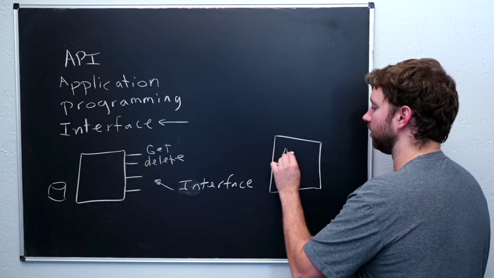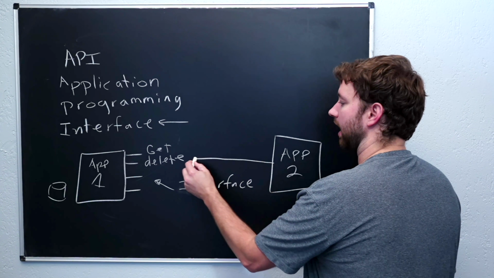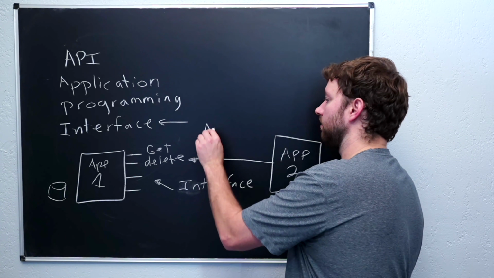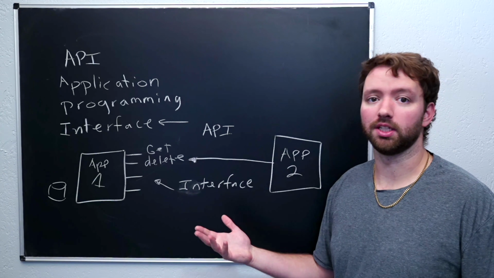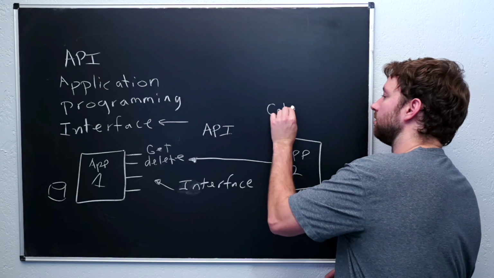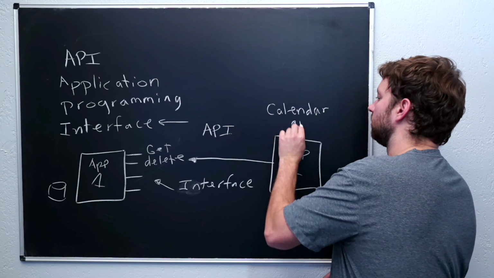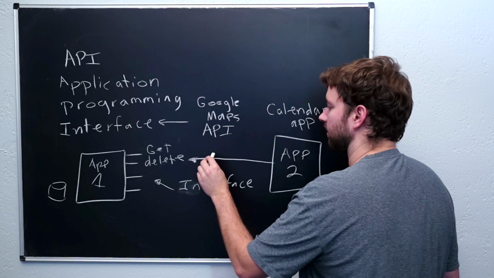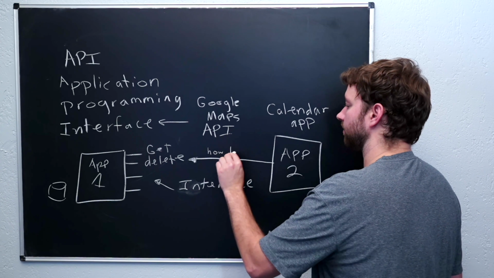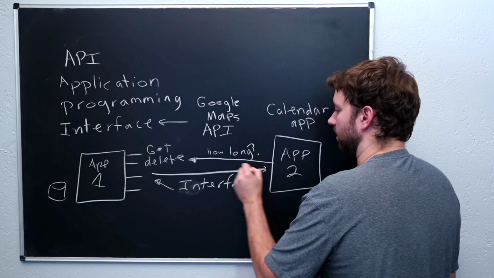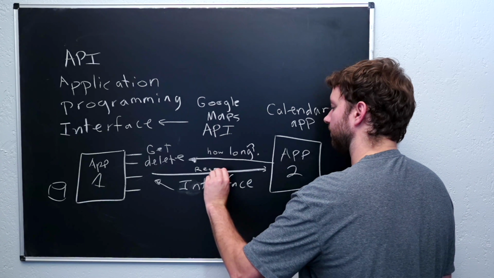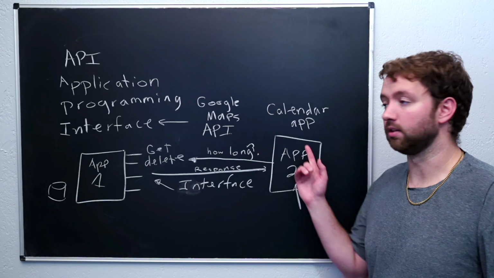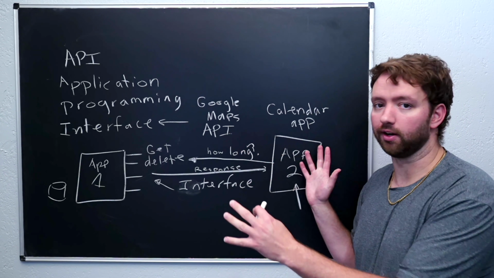So we might have a different app over here. And we can interact with app 1 from app 2 because app 1 has an API. So these two apps could be two completely different apps. For example, I might be building some calendar app, and I'm using Google Maps API, basically asking, hey, how long would it take to get to my appointment? And the API gives me back a response. So basically, I just enhanced the functionality of my app by using some other app's API. This is a very common structure.